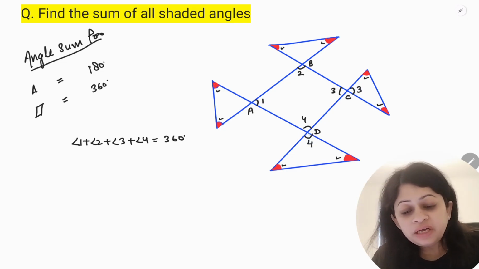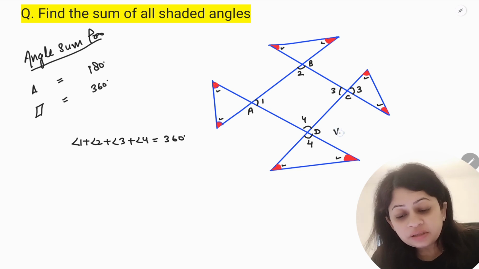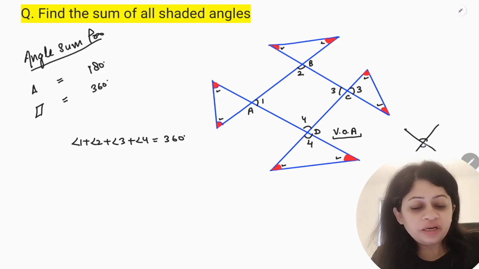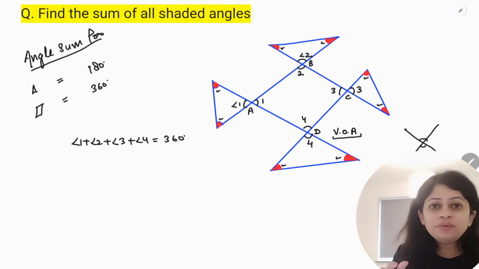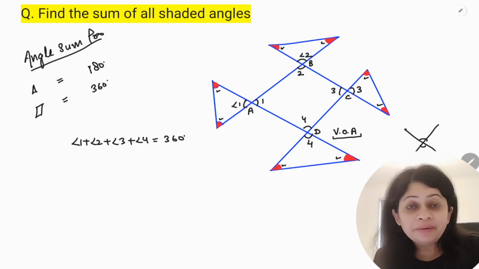Why? Because they are vertically opposite angles, right? When two lines intersect each other at a point, they form vertically opposite angles, right? So this is angle 1, this is angle 2. Now I do not need to take 1, 2, 3, 4, but why am I taking that?